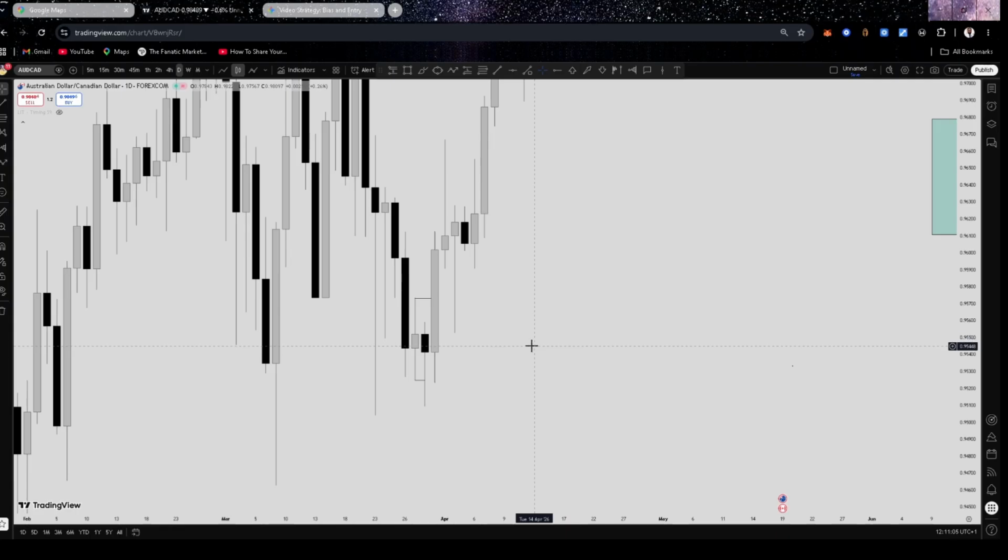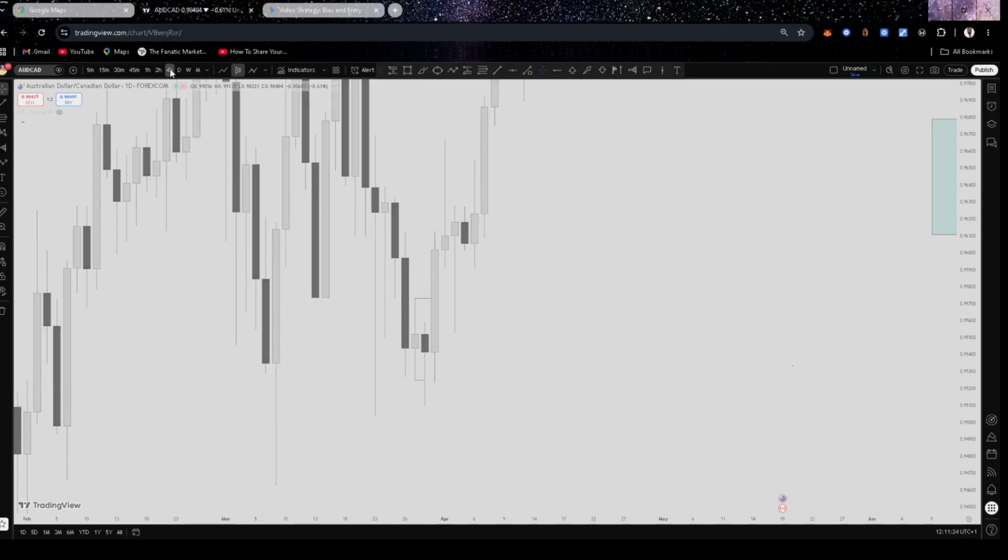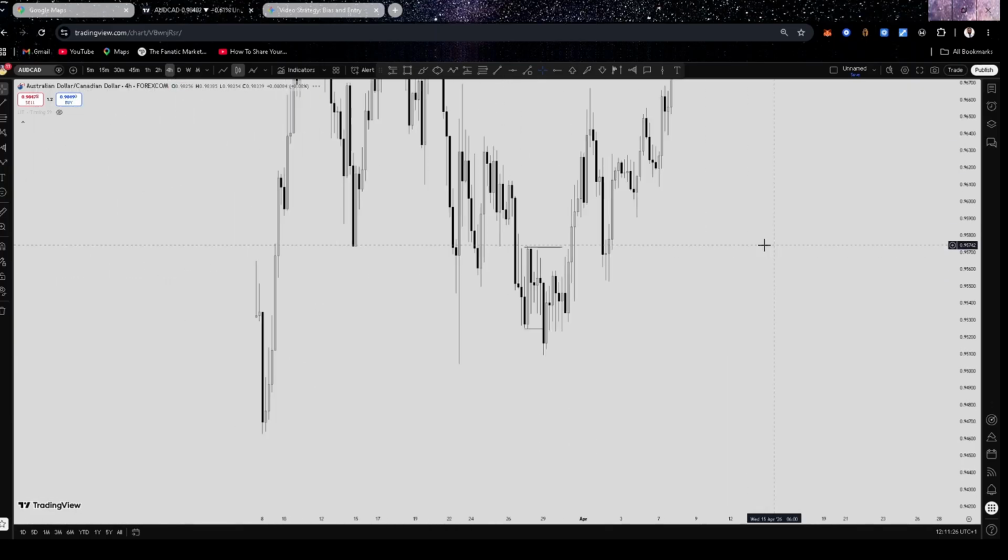Price will take out internal and will target external. Once price takes out external, price is going to target external. So price takes out this low. All I need to do to confirm that this is valid for me to take a buy is go to either the 4 hours time frame or the 1 hour time frame. Now let's go to the 4 hours time frame to see what we have.